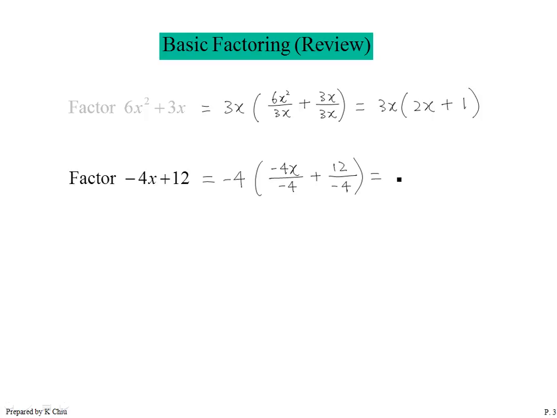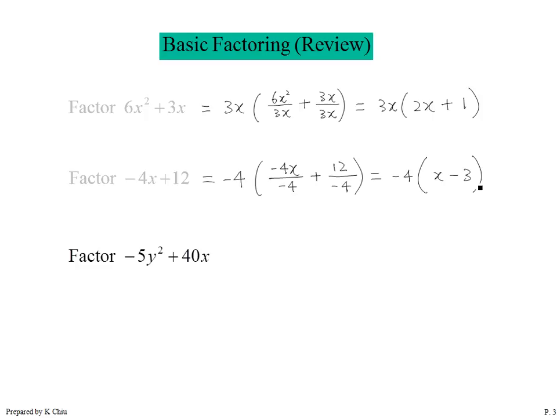So what would that equal to? We have a negative 4 times negative 4x divided by negative 4. What would that be? It would be just x. Plus 12 divided by negative 4. What do we get? Negative 3. So we plus a negative 3. That really means there's minus 3. So we got the negative 4 times parenthesis x minus 3. Another one.